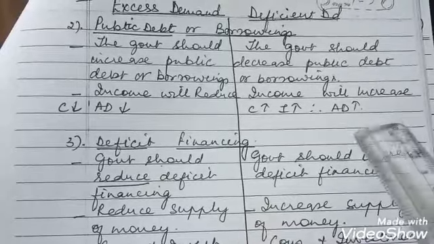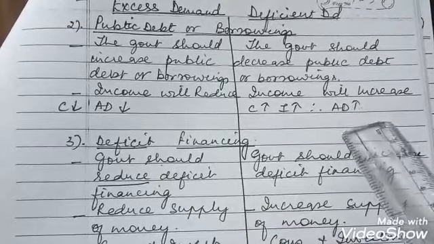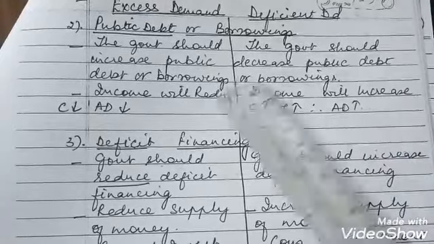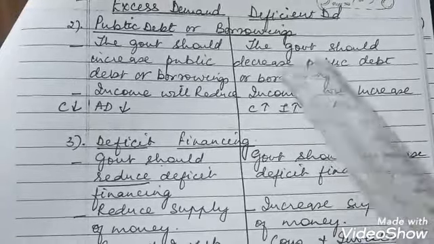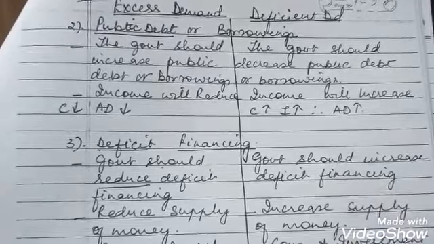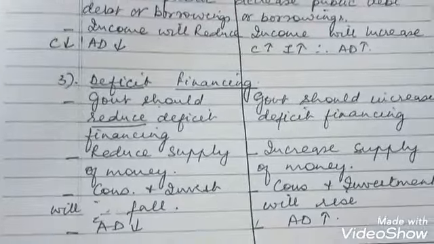But if it is a situation of deficit demand, लोगों के पास already पैसा नहीं है, then the government should decrease the public borrowing, should decrease the public debt. With this, the income of the people will increase, and thereby their aggregate demand will also increase.